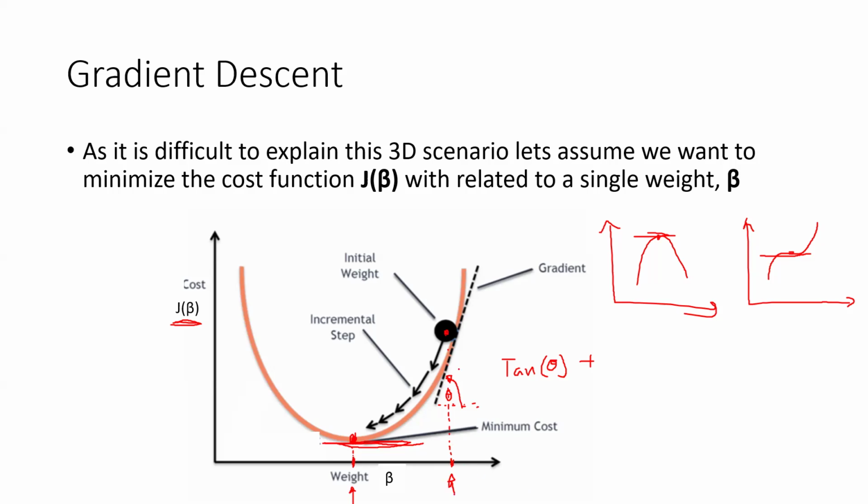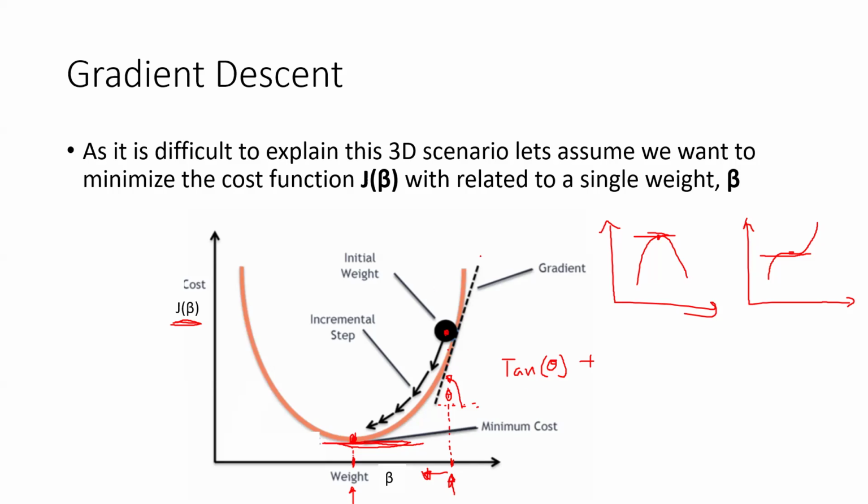So we want to reduce some amount from this point to move to the optimum beta value. The gradient being greater than 0 means we have to reduce some value from this beta value to get closer to the optimum beta value. This is what we are trying to do in the gradient descent algorithm.